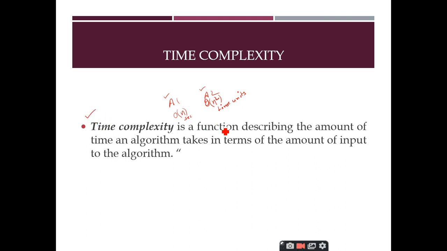So the time complexity is a function to describe the amount of time an algorithm takes, and we should describe what this time actually is. One point is clear, right? You should not measure the time complexity in terms of wall clock or in terms of time units. Don't measure it in seconds, don't measure it in milliseconds, etc. But how do we have to measure this time complexity?